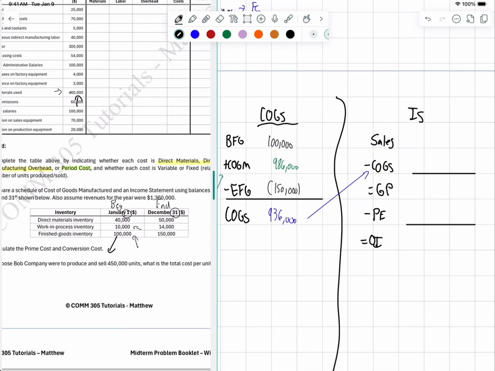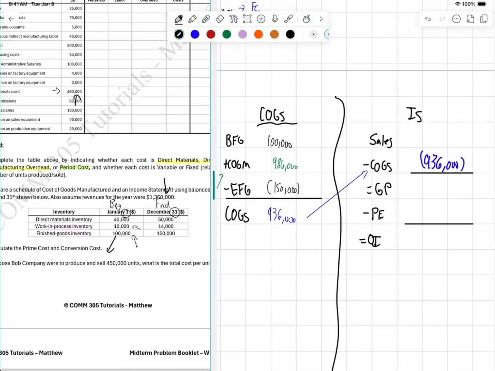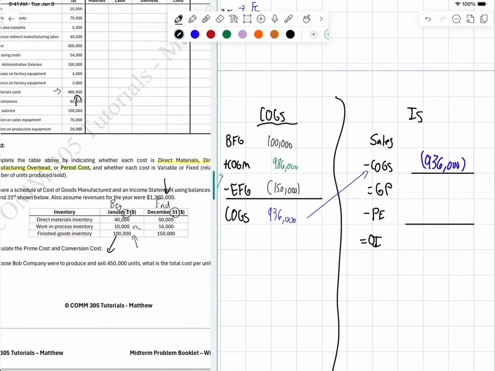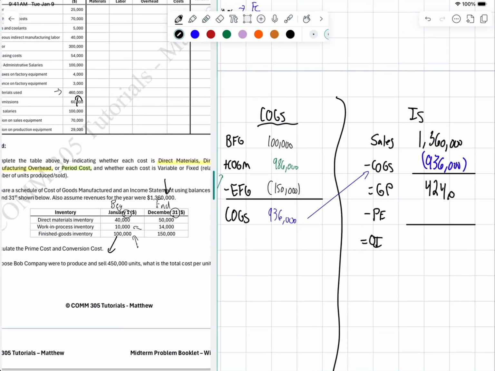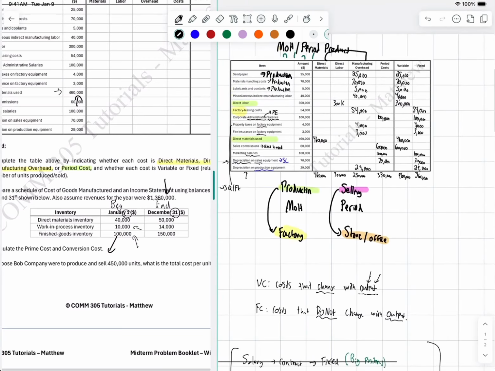Next. Okay. 936. That is the cost of goods sold. Now, it's said to assume sales revenues of 1,360,000. So that gives us a gross profit of 424. Our period costs are where?